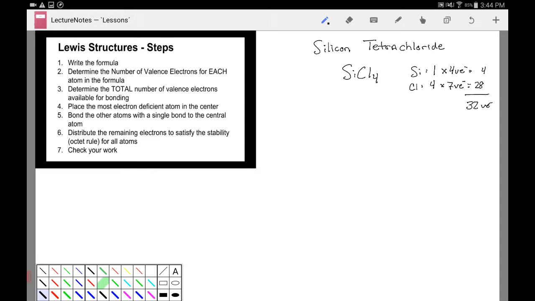To get started with the structure, we need to put the most electron-deficient atom into the center. Chlorine needs to gain 1 electron, whereas silicon needs to gain 4, which means that silicon is the most deficient atom and is going to go into the middle of the structure.